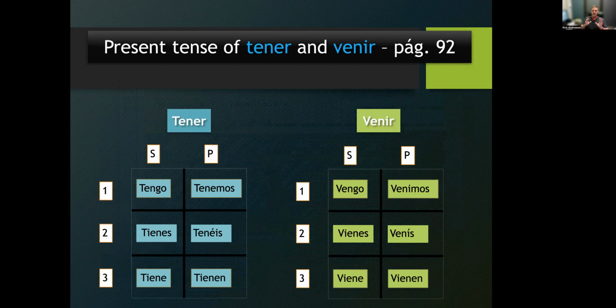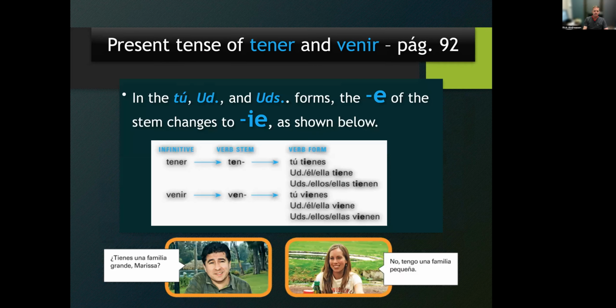In the first person singular and plural for both of them, the root stays the same. It's TEN, and VEN, which is what you would expect. But in the second person and third person singular, third person plural, that E in the infinitive changes to IE. That's what we call a stem changing verb. So these two verbs are irregular in two different ways. Number one, because the yo form has a GO, and the second one is because the second person, third person singular, third person plural, that root or that stem changes from E to IE.